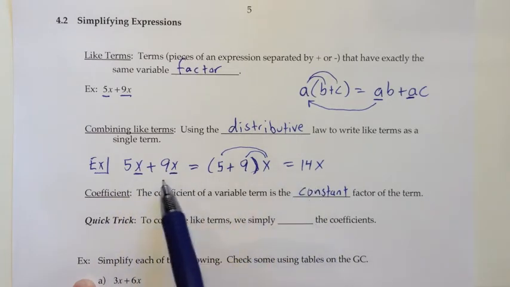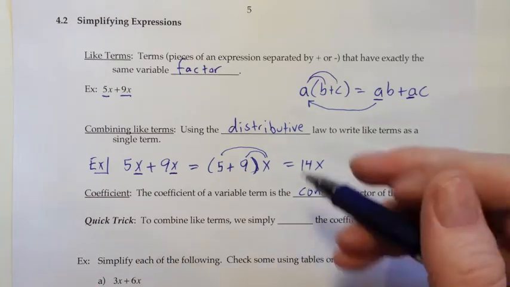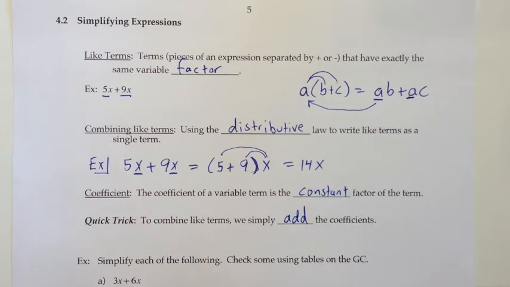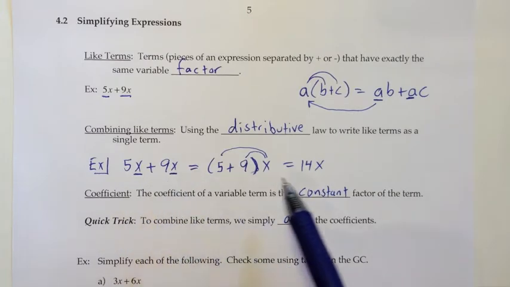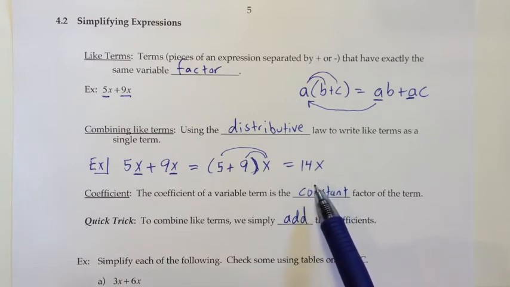And as you may have suspected when you looked at this, the quick trick that we could use instead of the distributive property would be that we could simply add the coefficients. So if you tried to apply that here, you'd say if you have 5x plus 9x, you'd have the 5 plus 9, which is 14, and you would still have it as an x, so 14x. And we'll use that quick trick most of the time rather than the distributive property.